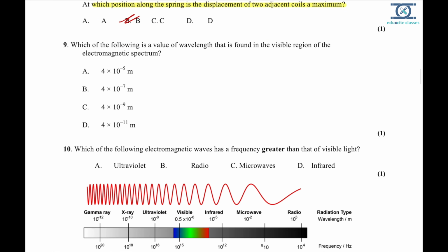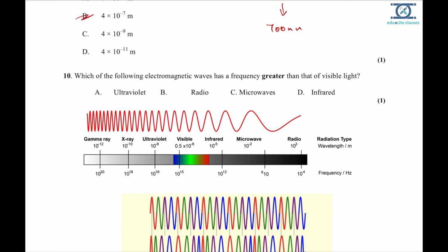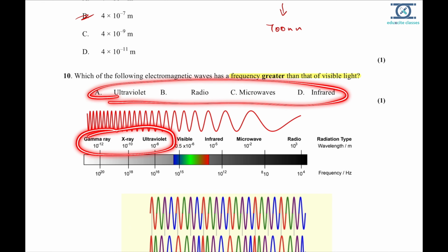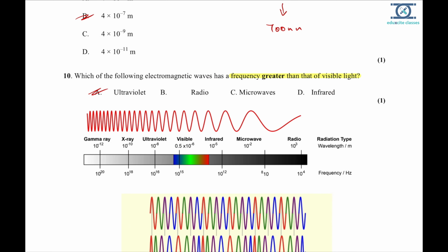Now question number 9, it's a direct question. Always remember the range for visible light, which starts from 400 nanometer to 700 nanometer. So as per the question, it will be 4 into 10 raised to power minus 7 meter, which is option B. And again, you also have to remember the order of the frequency around the visible. So gamma, X-rays, ultraviolet, visible. So greater than the visible are your three: gamma, X-ray, ultraviolet. Option check. Option A is the only suitable option. Okay.